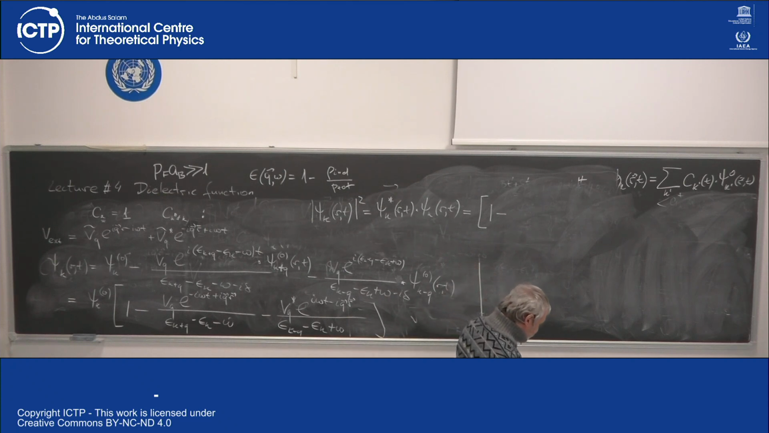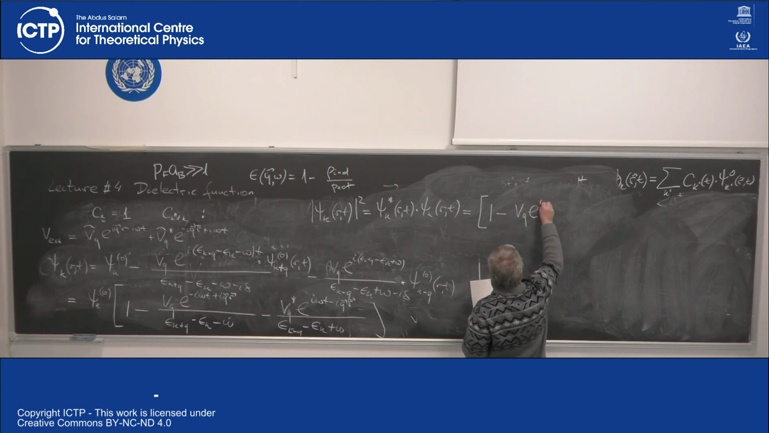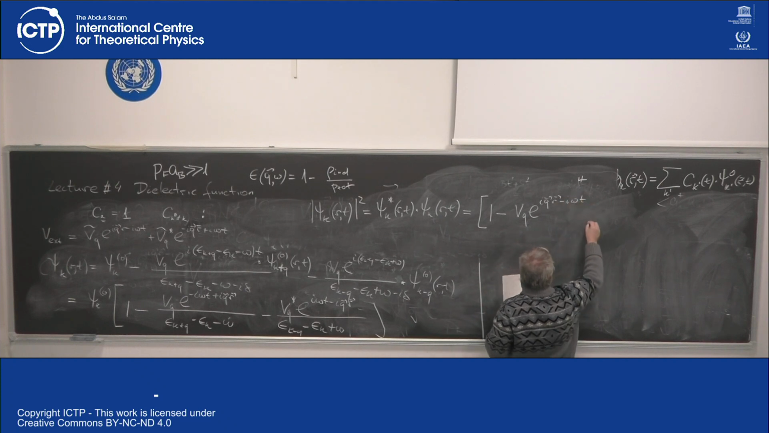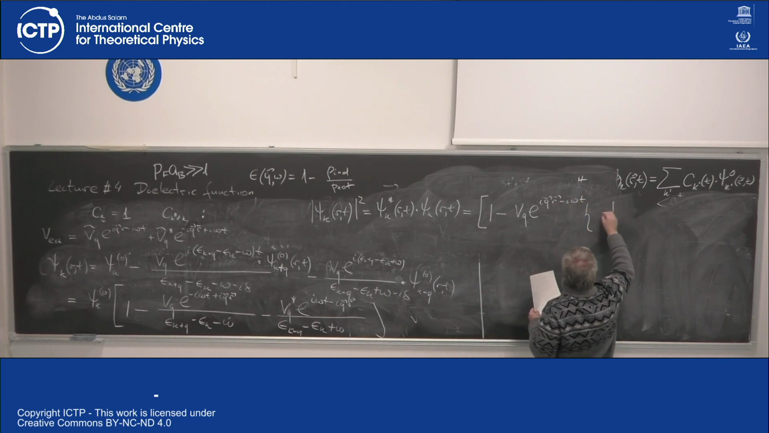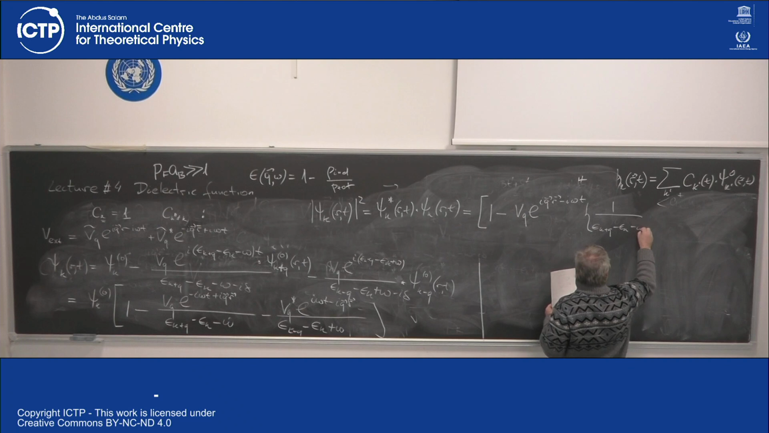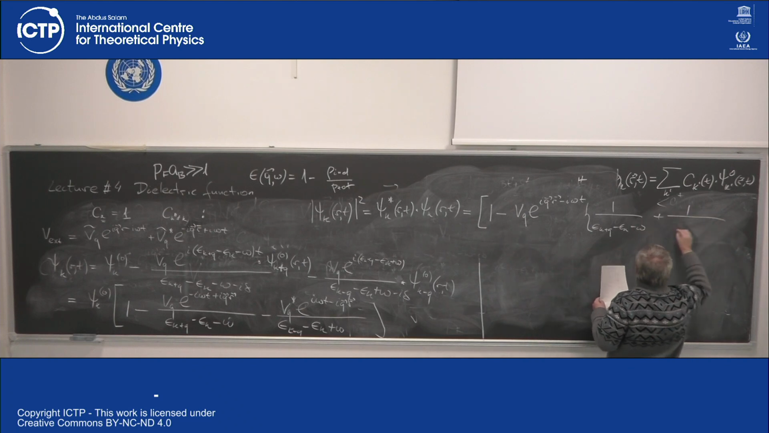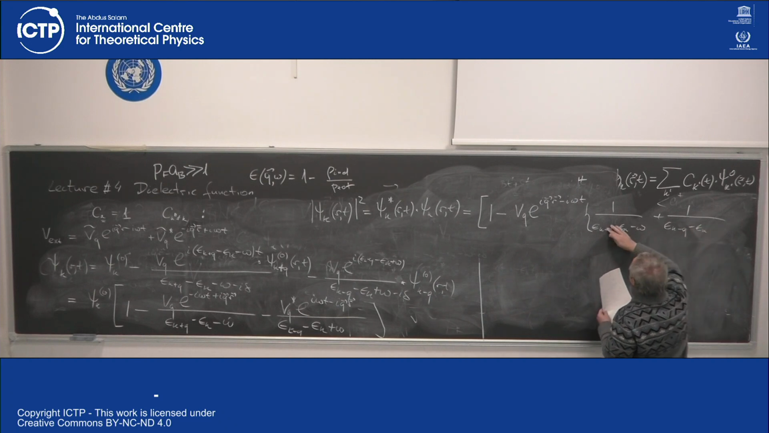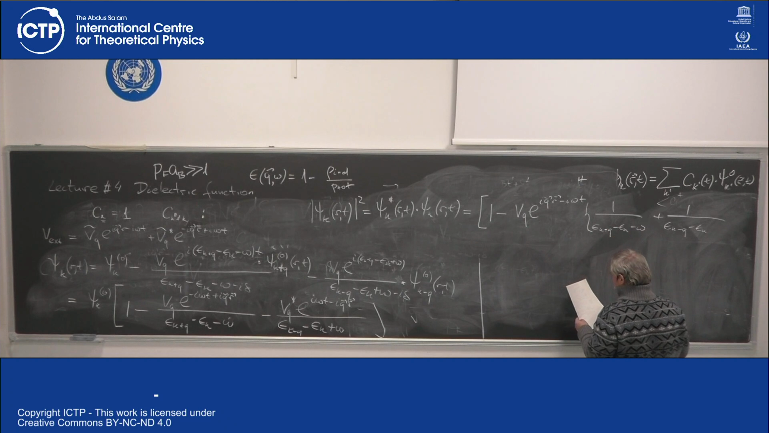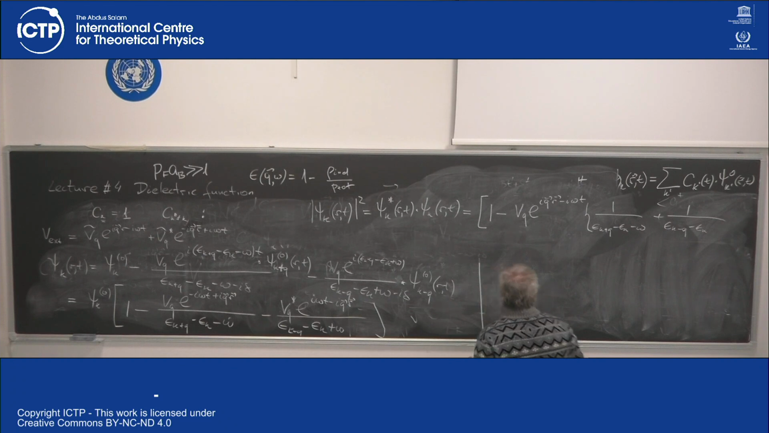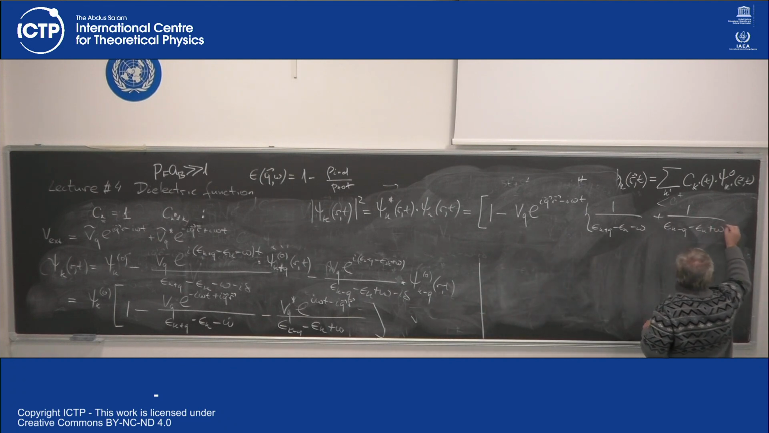Now I collect terms in front of V_q e to the power i q r minus i omega t. And there are two terms. One is 1 over epsilon k plus q minus epsilon k minus omega, and another one is epsilon k minus q minus epsilon k, sorry, it's k minus q of course. Sorry, no, it's correct. Epsilon k plus omega.